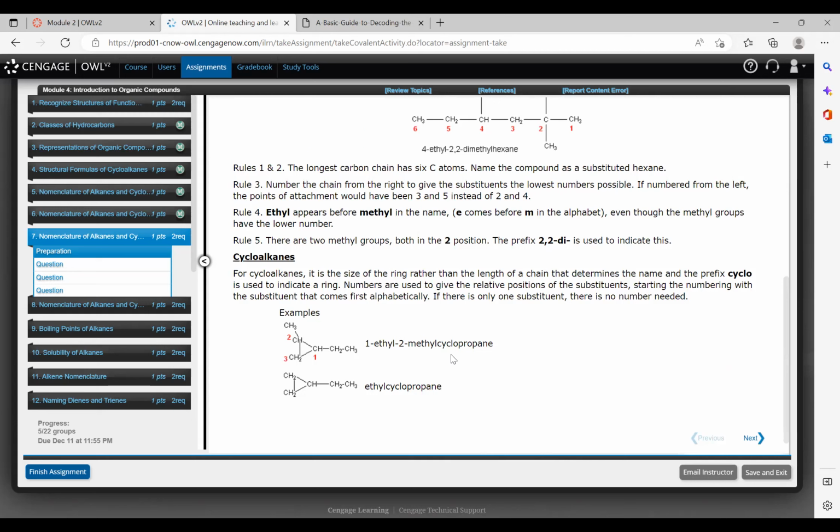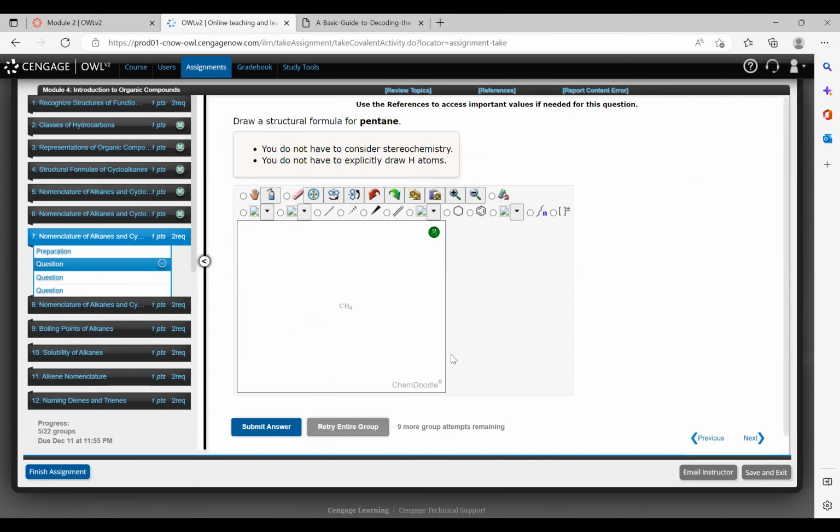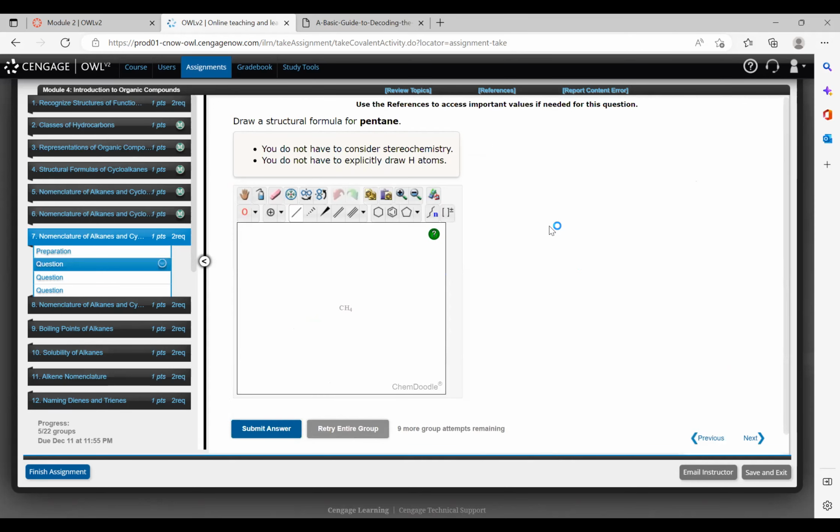If you have a cyclo, and that usually will be the size of the ring, and again, if it happens to be longer, that will be your chain instead. So let's practice this a little bit. So this is going to be a little bit different than what we've seen previously. We need to just draw the structural formula for pentane. Pent tells us that we have 5 carbons, so we want to make sure to draw 5 carbons.